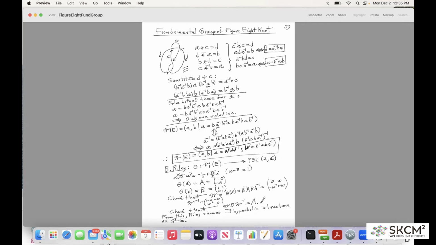You could map little a to this matrix and little b to this matrix, and then W would be mapped to that matrix, where W is this root of unity here, minus 1/2 plus the square root of 3/2 i. And then W B W inverse will be equal to A. So you get a nice matrix representation of the fundamental group of the knot into this group, PSL2C.